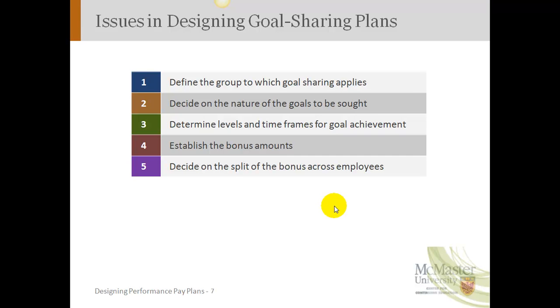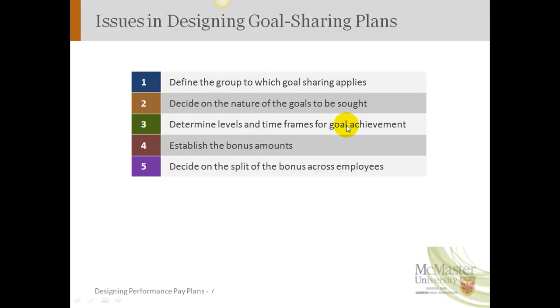Some of the issues that are involved in designing goal sharing plans are very similar to the gain sharing ones, in that we have to define the group to which goal sharing applies. Is everybody going to be eligible or not? What's the nature of the goals to be sought? So again, what is it that they have to do? Is it going to be single? Is it going to be multi? And how many goals are you going to focus on if it's multi? Again, you don't want to focus employees in 5 or 6 different directions. It's better to have maybe 2 or 3 key ones.